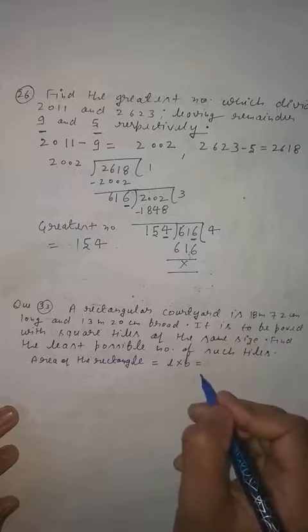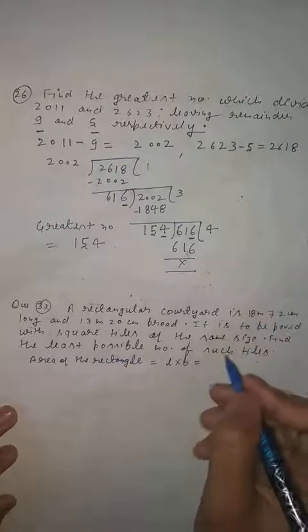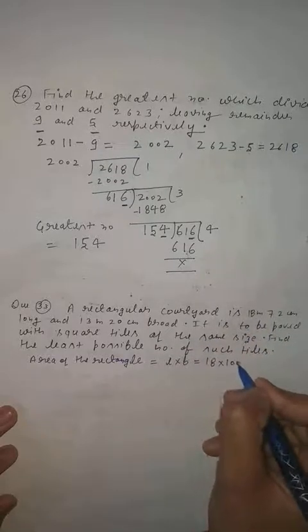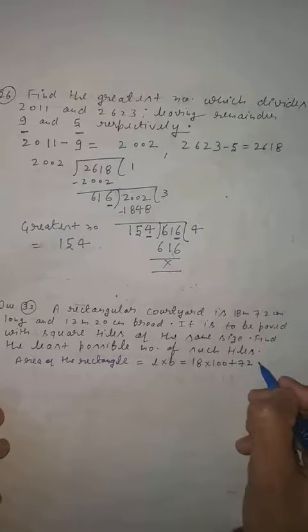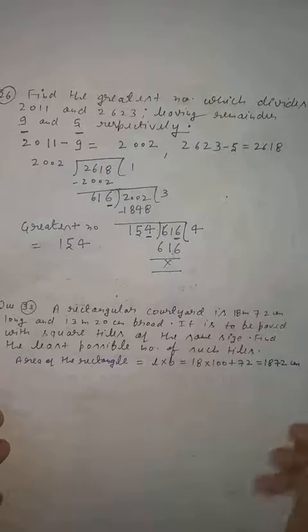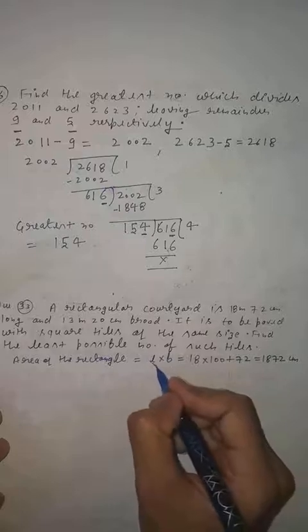18 meter and 72 centimeters is given. So you know that first you have to convert to the same quantity. So it will become 18 multiplied by 100, because 1 meter equal to 100 centimeter, and plus 72. So it will come 1872 centimeter. Clear, students? This is length.